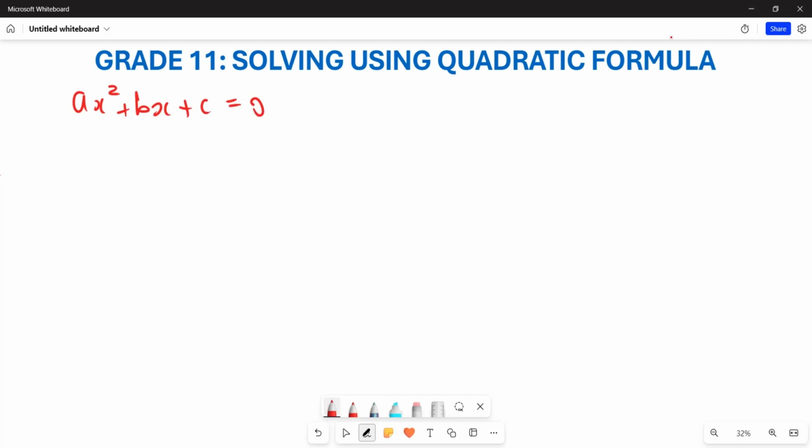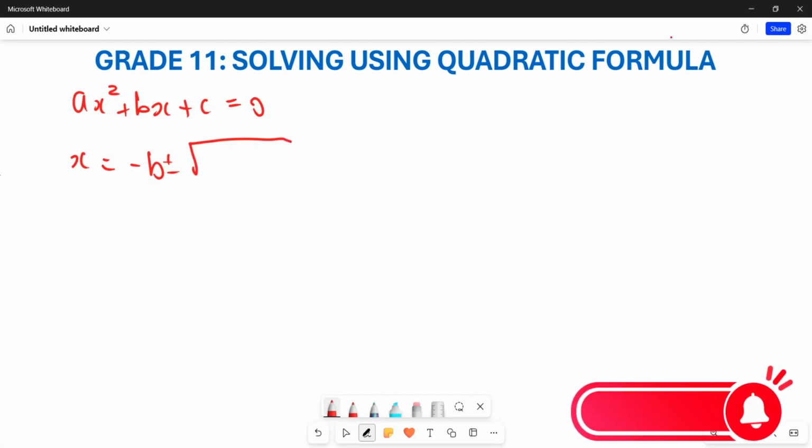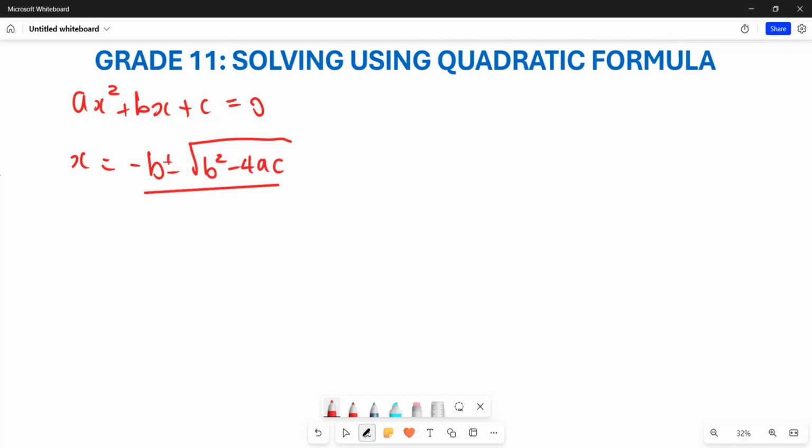Now, if you have an expression given in this format, we have one particular formula, which is our quadratic formula, that we use in order to factorize our quadratic equation. This formula of ours is given by x equals negative b plus minus the square root of b squared subtract 4ac, and this is going to be divided by 2a.